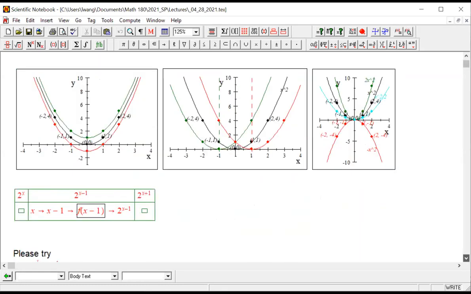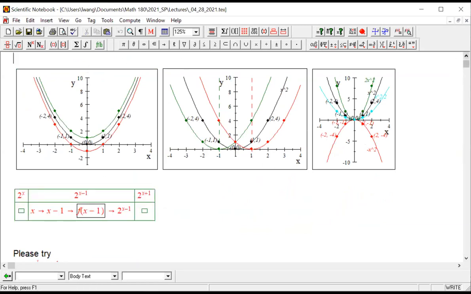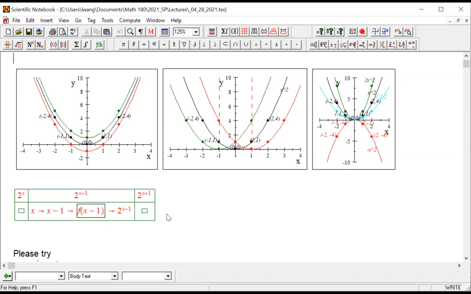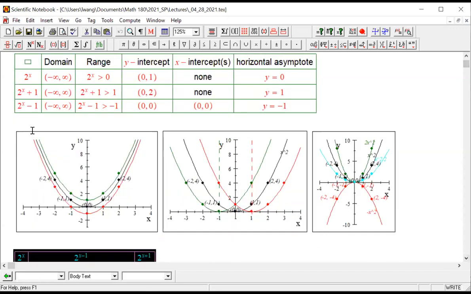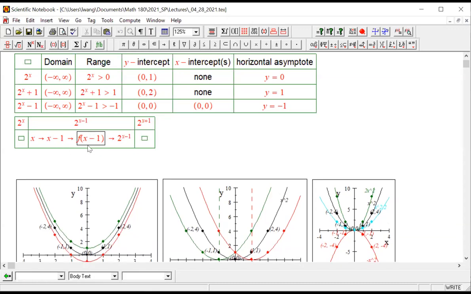Next we're going to work with this one. We know it's going to be some kind of shifting, right? But this shifting, we understand, is different from the previous one. And so you're going to shift the input, +1 and +1, right?